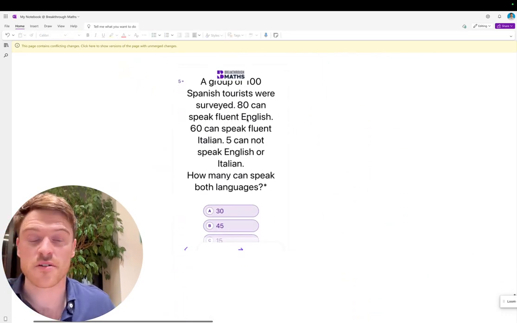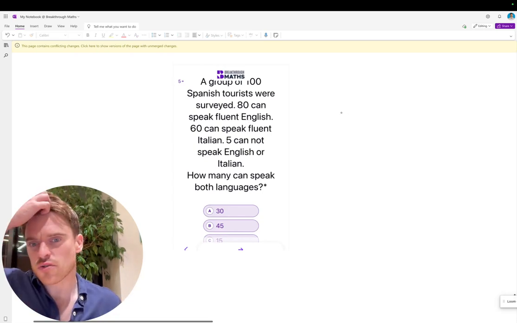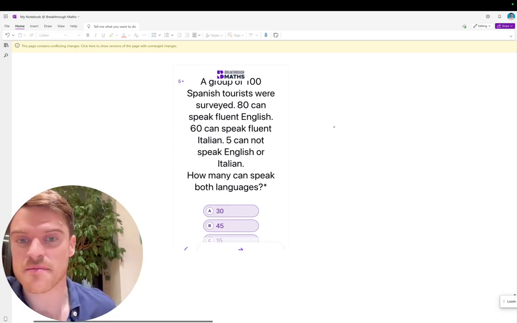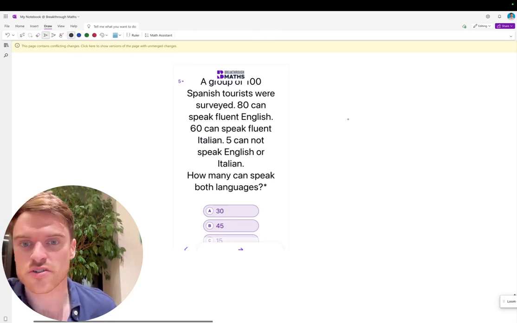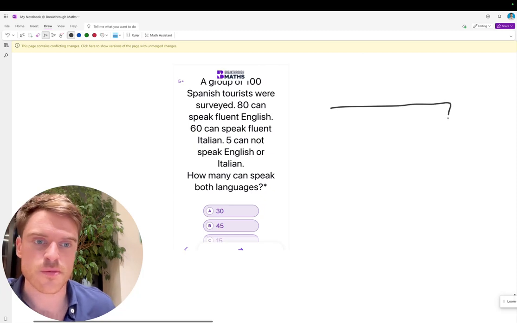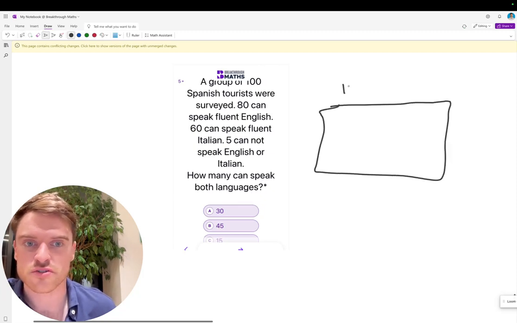I would do the same thing here. I would draw stuff out. A group of 100 Spanish tourists were surveyed. I remember this in my own first year exams back in the heyday. All right, let's go. A group of 100 students were surveyed, so use 100. Maybe I can call this 100. Use 100.